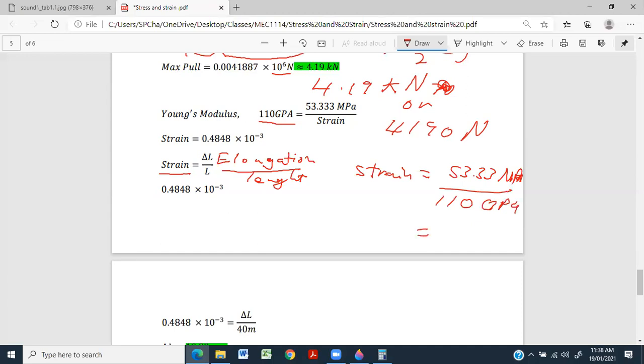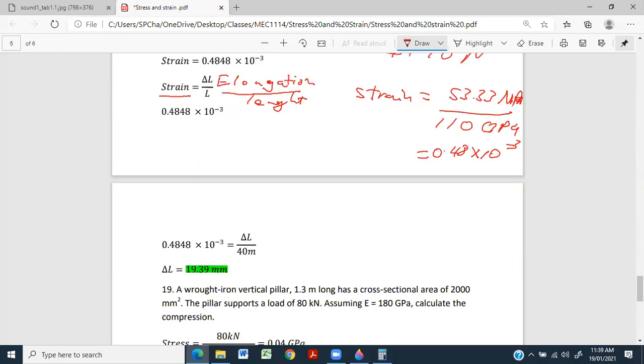Mega over giga, right? So 10 to the power of 6, 10 to the power of 9, 10 to the power of minus 3, right? Times whatever these two divided is, 53.333 divided by 110 is equal to 0.48, right? Times 10 to the 3. That's the strain.